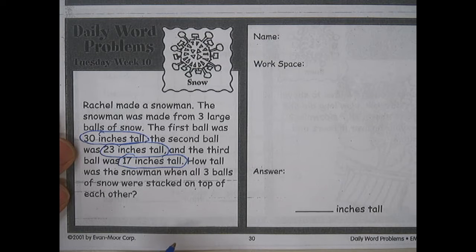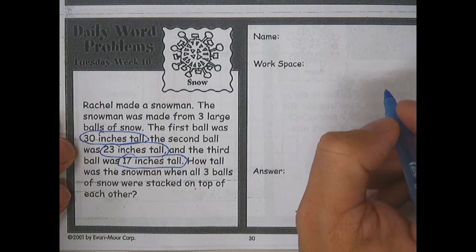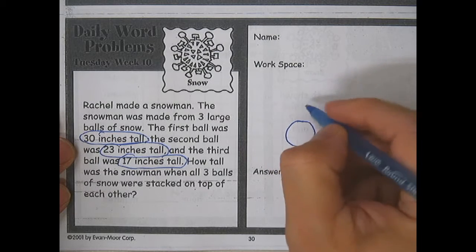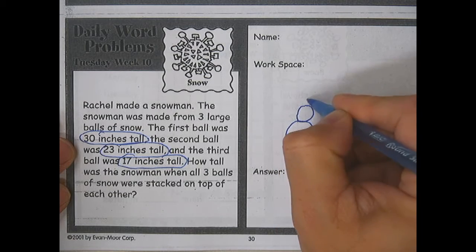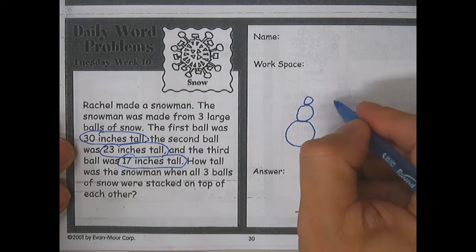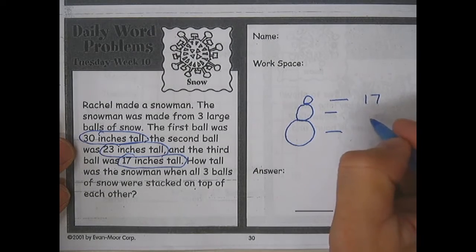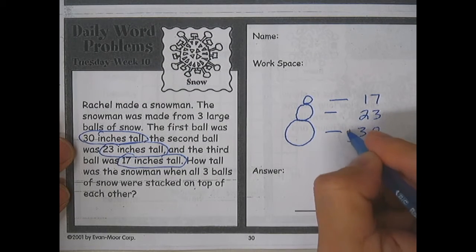How tall was the snowman when all three snowballs were stacked on top of one another? We can do a simple addition on this if we needed a visual. Okay, we would have a large snowball and then a second one and then a third one. Yeah, don't make fun of my drawings. But if we need to visualize that, okay, that would be 17. That would be 23. And that would be 30. We just add those up.